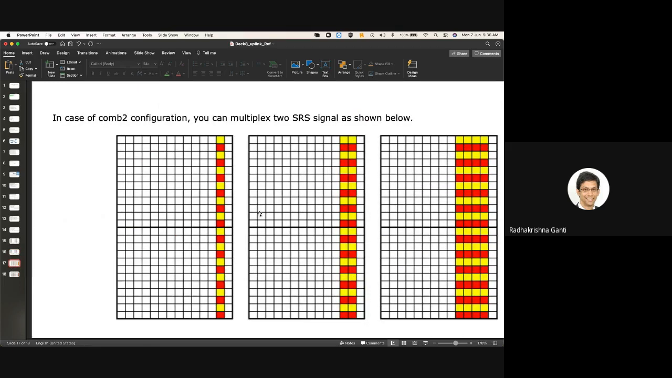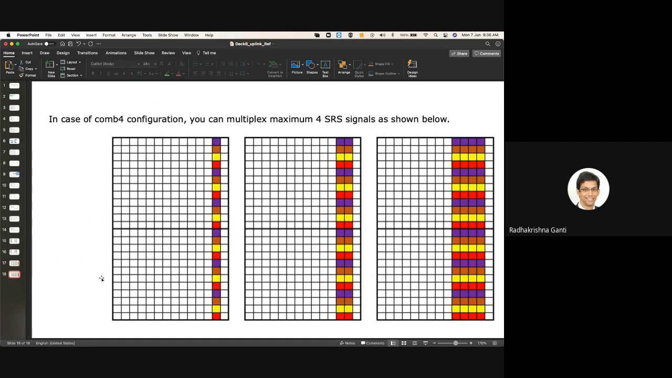This is SRS multiplexing. Okay, with density half, you can multiplex 2 different UVs. This is how you can multiplex. Okay, that's obvious. With density 1/4, you can multiplex 4 SRS symbols, 4 UVs.